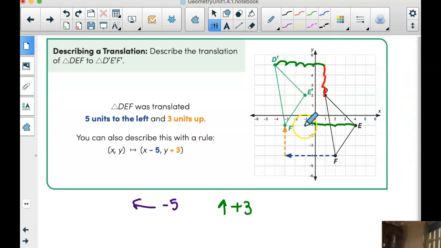Okay, so we go 5 to the left and up. And a 1, and a 2, and a 3. Look, we made it from E to E prime. Okay, so I know I'm talking like a locomotive. I'll slow down. Basically the description is we went left 5 and up 3. That's enough of a description.